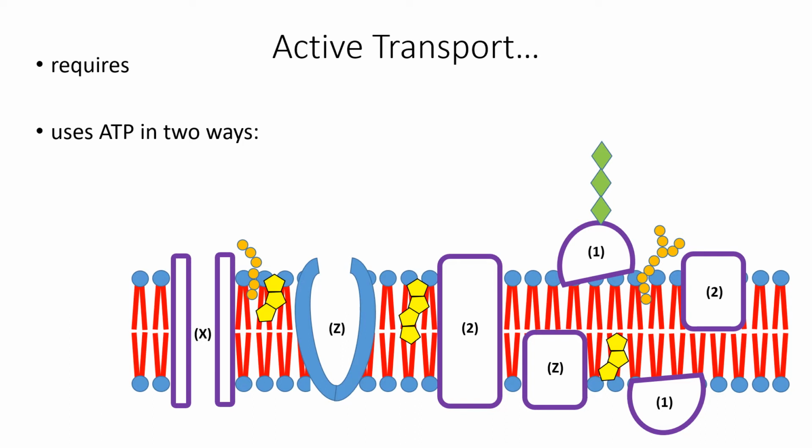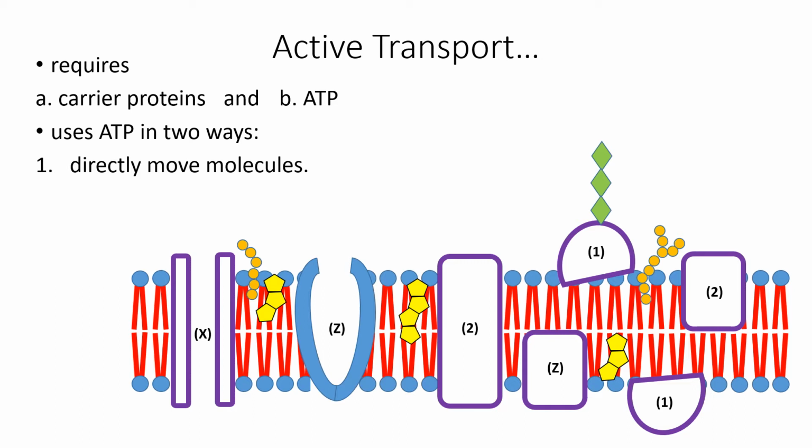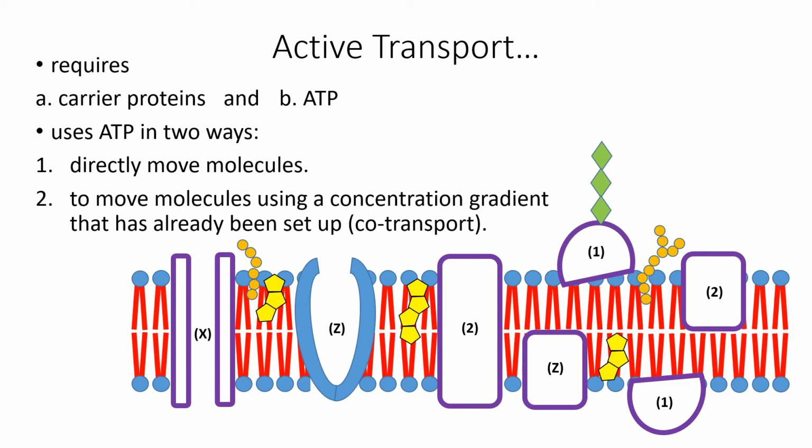Active transport requires ATP, and the ATP is used in two ways. The first way is that it can directly move molecules across, and the second one is that it can move molecules across using a concentration gradient that's been set up by co-transport. So co-transport is a specialized type of diffusion, but it's dependent on the active transport of a particular ion, which then causes the co-transport of another substance, and the example we're going to look at is glucose. Again, ATP works in conjunction with carrier proteins and can move substances across the cell surface membrane.